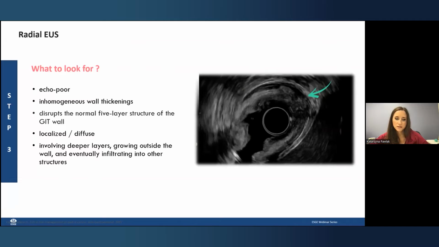So we know how the normal wall looks. We found our lesion, but we also have to keep in mind what to expect and what to look for. More or less, all lesions in the GI tract will look the same in terms of cancer. These lesions will be echo-poor, sometimes also an inhomogeneous wall thickening, depending on the location. But we will always have disruption of the normal 5-layer structure of the GI tract wall. Depending on the location and tumor type, lesions might be more localized or more diffuse. However, we should always look for involvement of deeper layers, whether the lesion is going outside of the wall, or whether we have eventual infiltration into other structures.